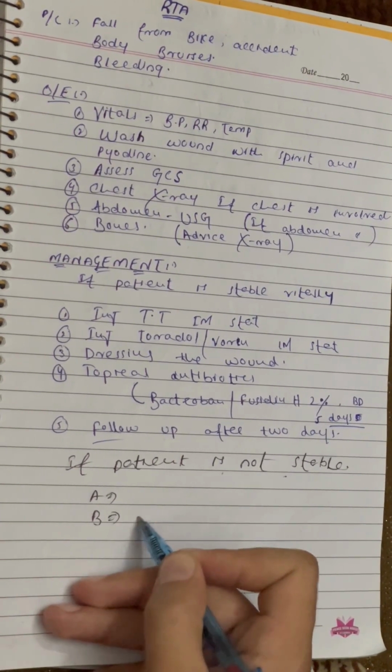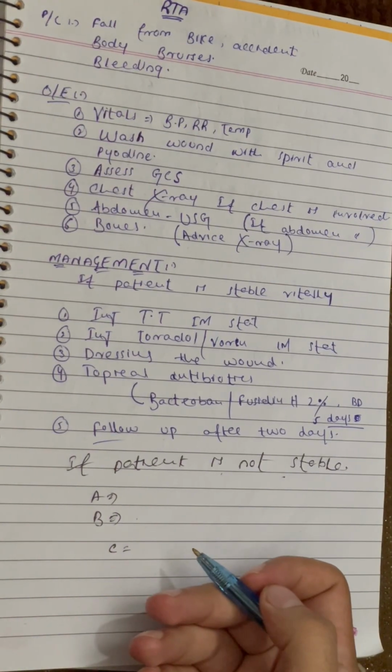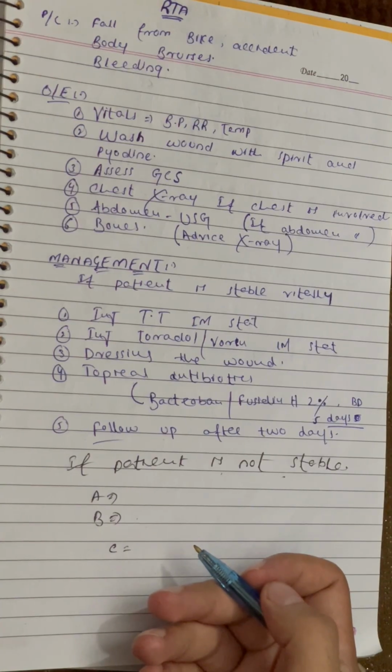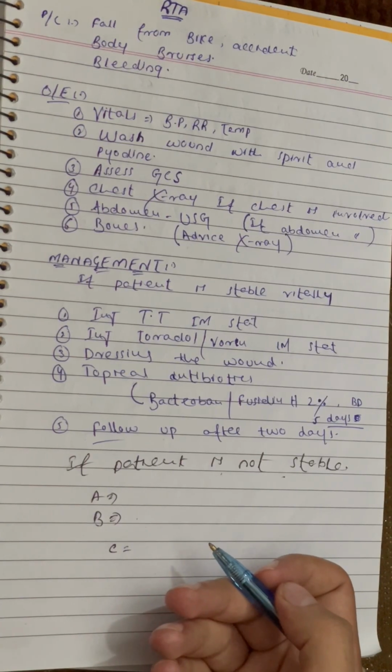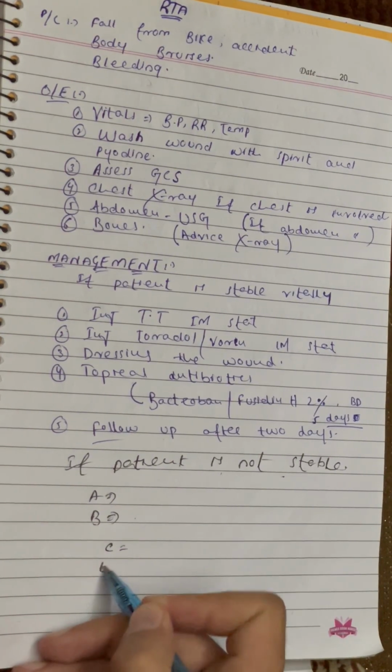Then comes breathing, right? Then C for circulation and hemorrhage control, right? And then we'll go for disability. That is GCS and pupils, and check the blood glucose, right? And E for exposure.